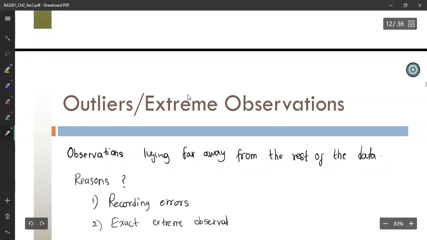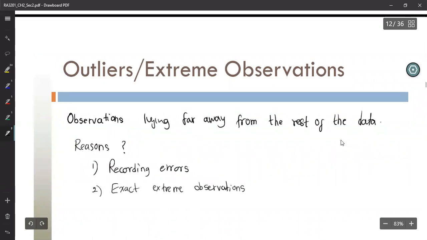There can be students in a class. All the other students got exam scores around 50 and 60, and there's one student who got full marks, 100. Obviously, that's not a recording error. That's the performance of an extremely high performing student. So that person is an outlier, but you can't drop it or change it. It's the exact value. So if there are outliers but you have to keep them in the data set, you have to.